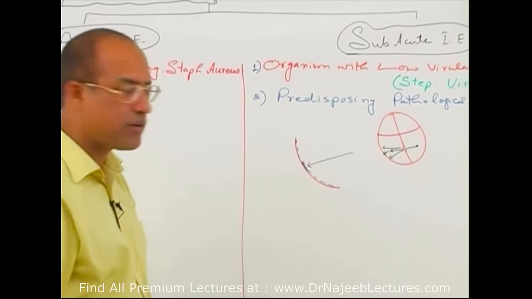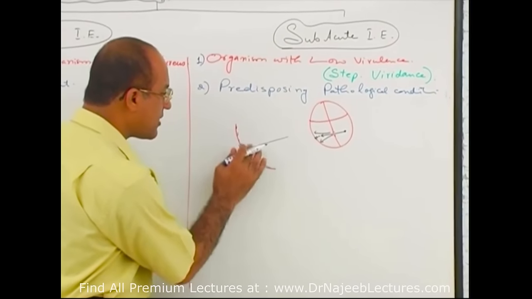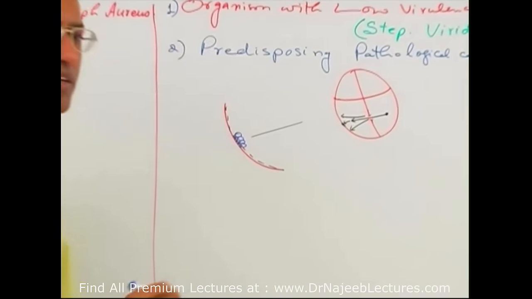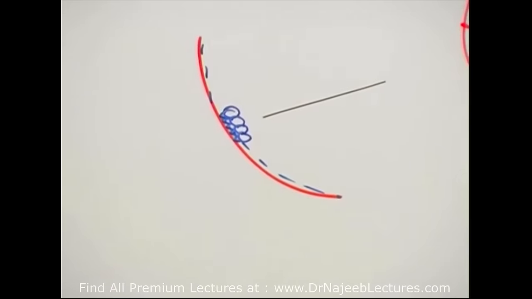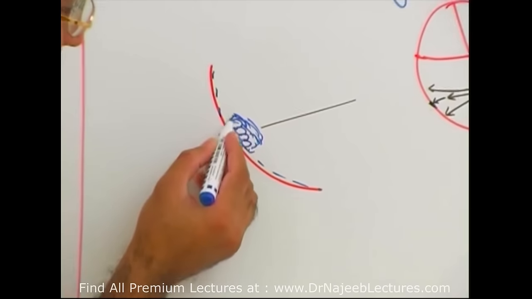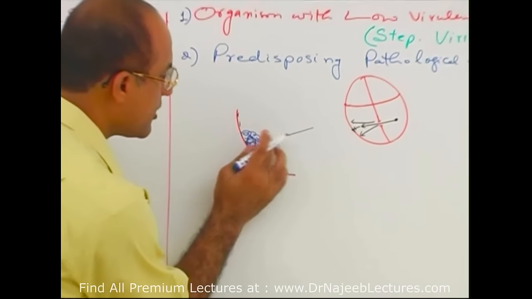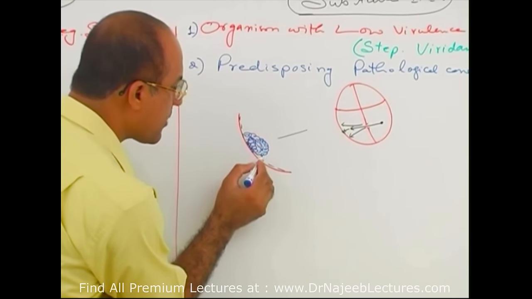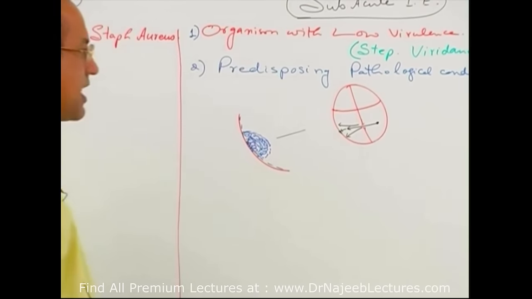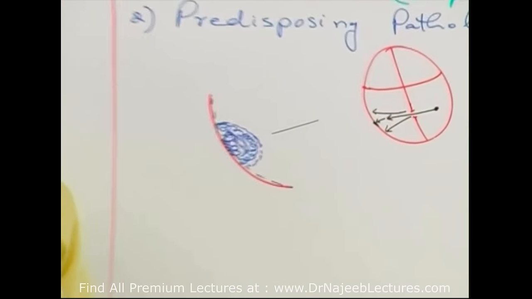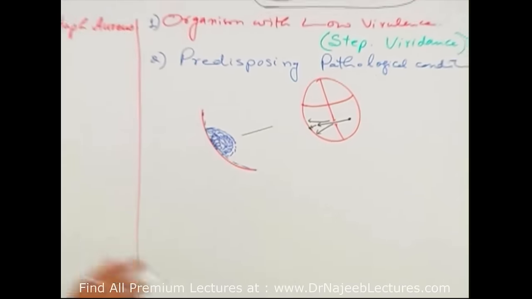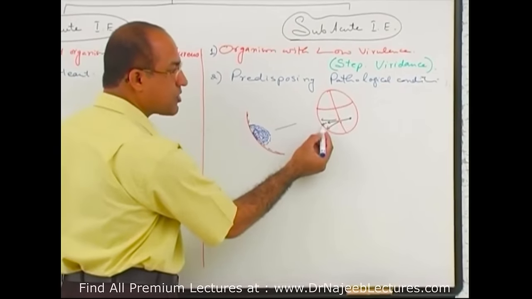To the injured endocardium, platelets will start sticking. When platelets start sticking, on the platelets the coagulation process will start and some fibrin will be deposited. And on this fibrin, more platelets will stick, and more fibrin will be deposited. So what really happens is that whenever there is abnormal blood flow in the heart, there are jet lanes produced here.